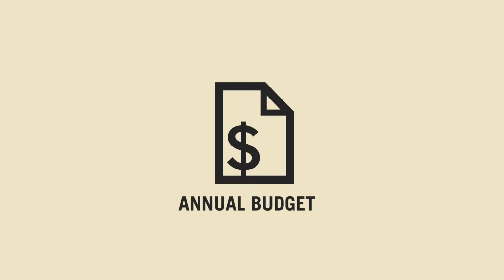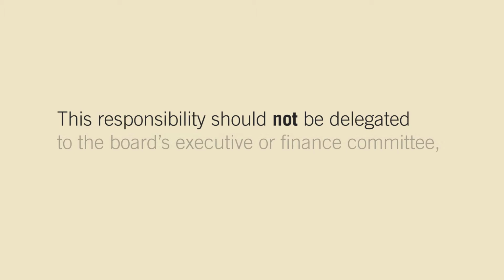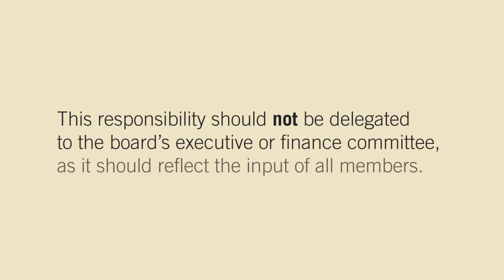Boards traditionally exercise this responsibility by approving and monitoring the annual budget. This annual process is probably one of the board's most significant functions because it sets in motion a host of programmatic, personnel, and other priorities. This responsibility should not be delegated to the board's executive or finance committee, as it should reflect the input of all board of director members.